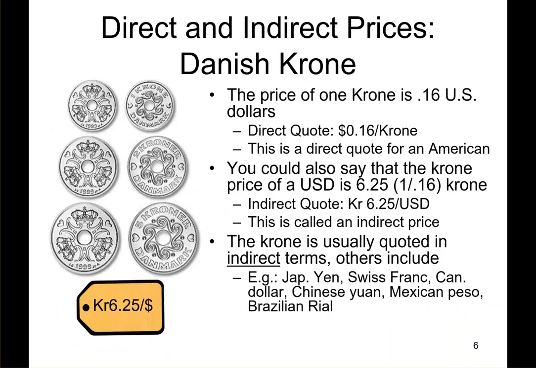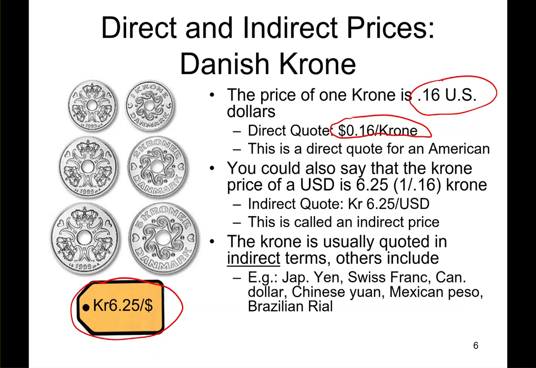Here's another one of my favorite currencies in the world, the Danish crown. All right, the Danish crown can buy me beer in Copenhagen. So the price of a crown is about 16 cents. So 16 cents will buy you 1 crown. The direct quote then is 16 cents per crown. This is a direct quote for a crown for an American. By the way, it does say krone, but most people just say crown when you're over there.